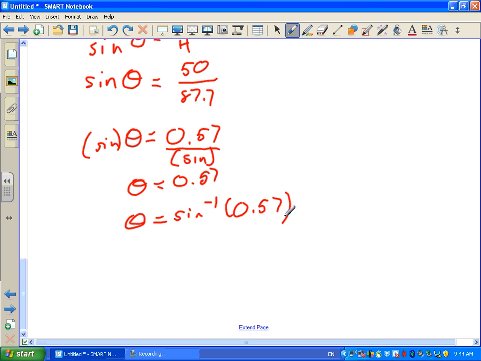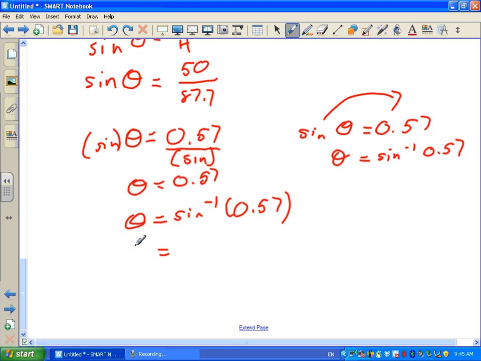Sine to the negative 1 of 0.57. But a quick way you can think of this is if you go back to where we had our sine theta equals 0.57. If you have to move the ratio to the other side, just make it the inverse. Sine negative 1 of 0.57. Okay? So this is going to be different in your calculator. When you go to type this in, it'll probably be second function. So let's see what we got here. 0.57, second function sine. There we go.